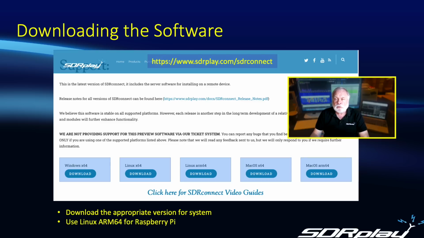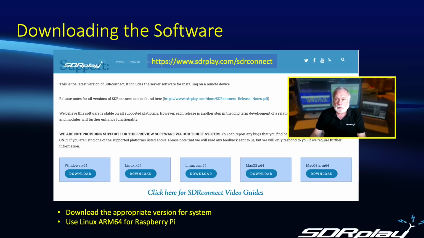But first up, let's go and download the software. It's the same as it has been on previous versions, so just point your browser to sdrplay.com/sdrconnect, scroll to the bottom of the page, and then click on the appropriate button for the operating system you're using.